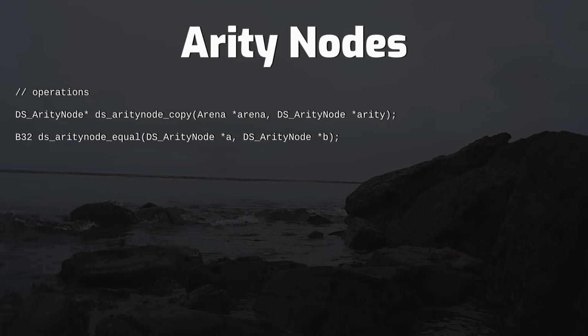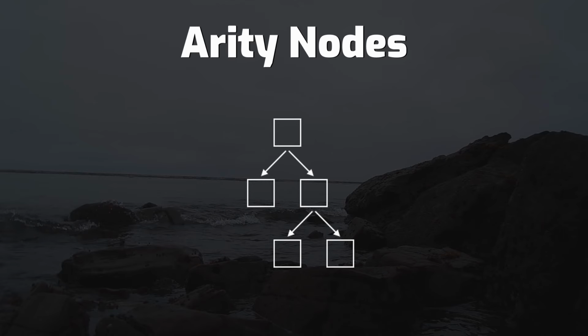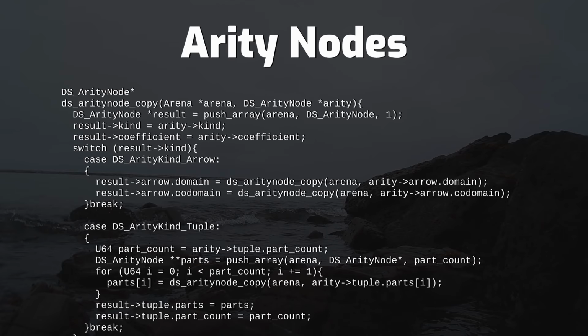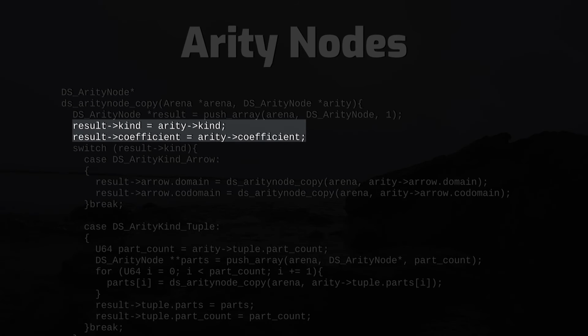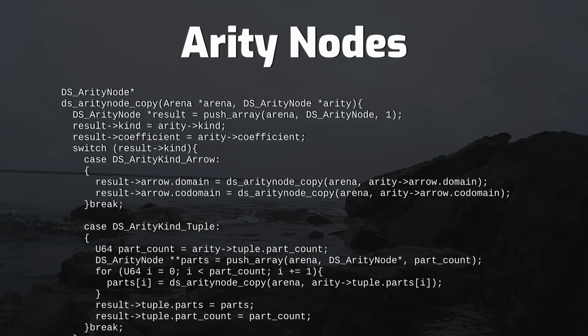The first function here is copy. Luckily, the arity node structure forms trees, so a simple recursive implementation gets the job done. For each node, all I have to do is copy over the simple values and then recursively copy the child nodes. If this node structure formed a graph, deep copying this way wouldn't work, but we'll visit the case of graph-like data structures later on.